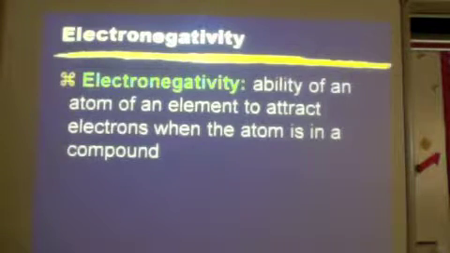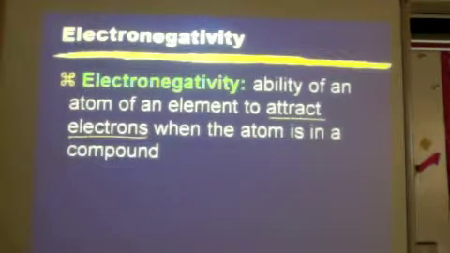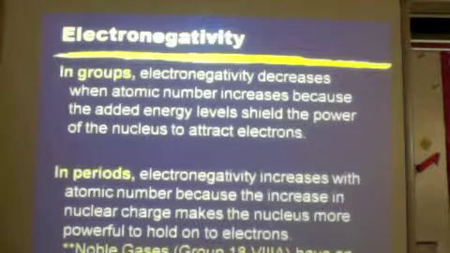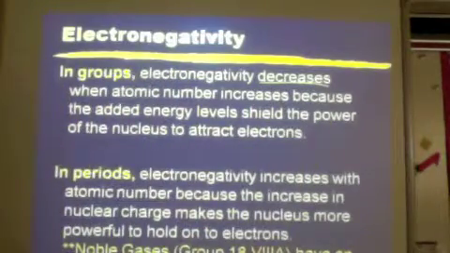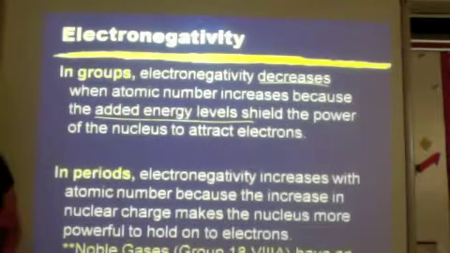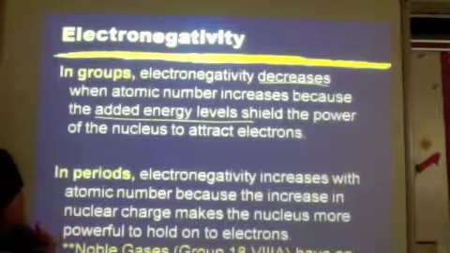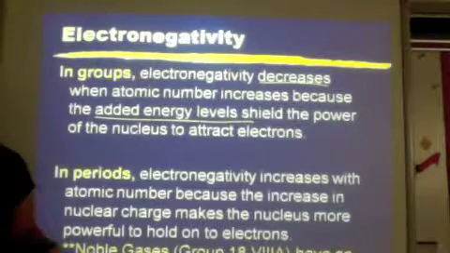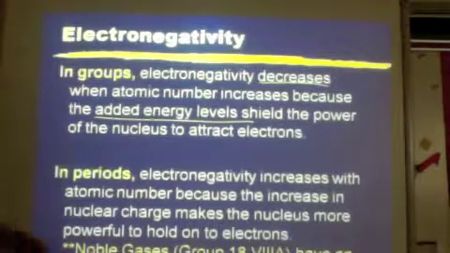Last trend, electronegativity, is the ability of an atom, of an element, to attract electrons. So it's their attraction ability, how well they can bring those electrons to them. In groups, the electronegativity decreases when the atomic number increases because added energy levels shield the power of the nucleus, the exact same reason as for ionization energy. The more layers you have between it, the harder it is to attract. It's like living in North Carolina and trying to get a boyfriend or girlfriend all the way in California. It's hard to do that if you're not there.